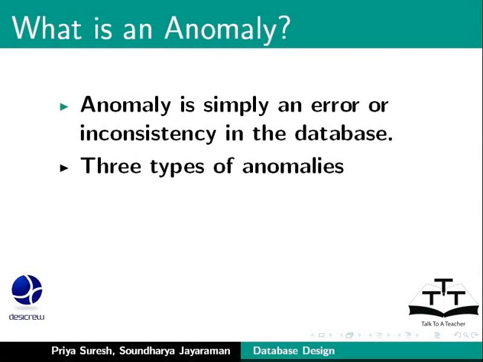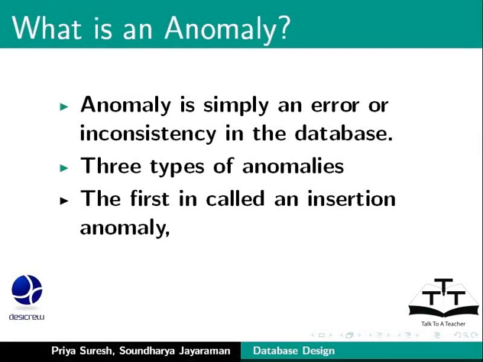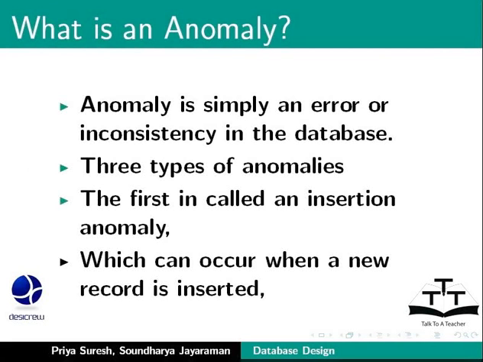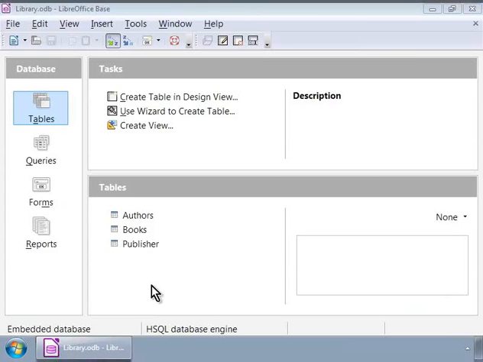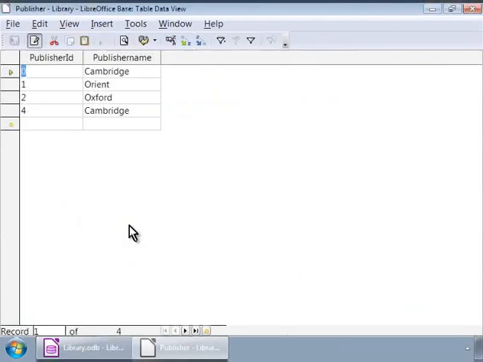There are three types of anomalies. The first is called an insertion anomaly, which can occur when a new record is inserted or when certain attributes cannot be inserted into the database without the presence of other attributes. For example, we will suppose there is a new publisher called Penguin. Now, our design will not let us insert details about Penguin publisher until our library can get a hold of at least one book by them.